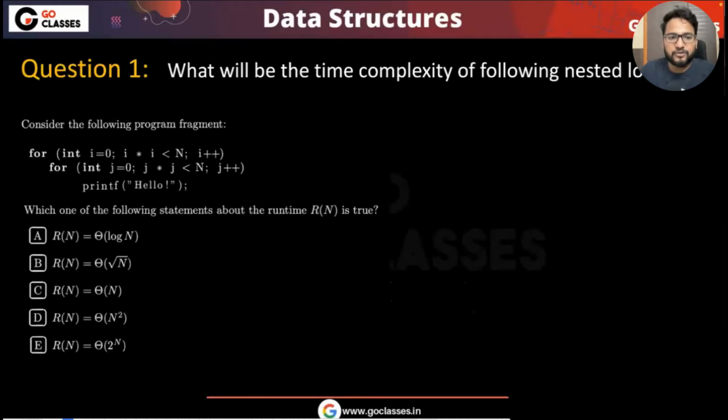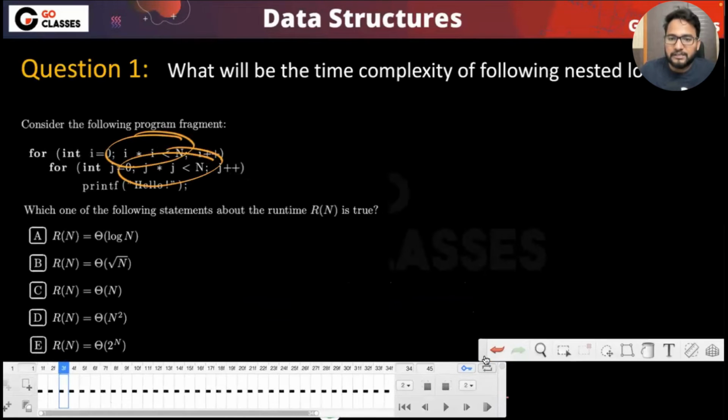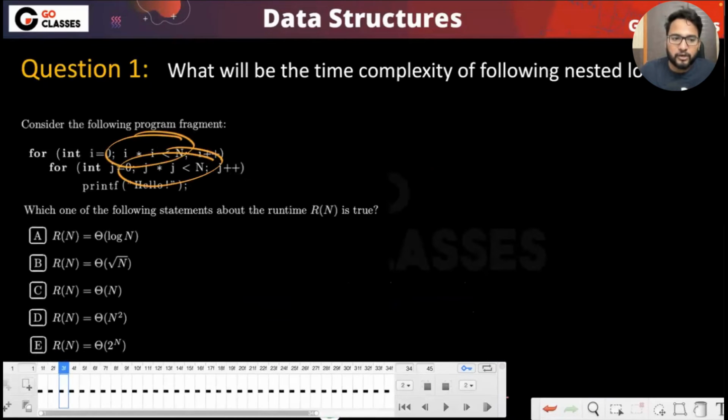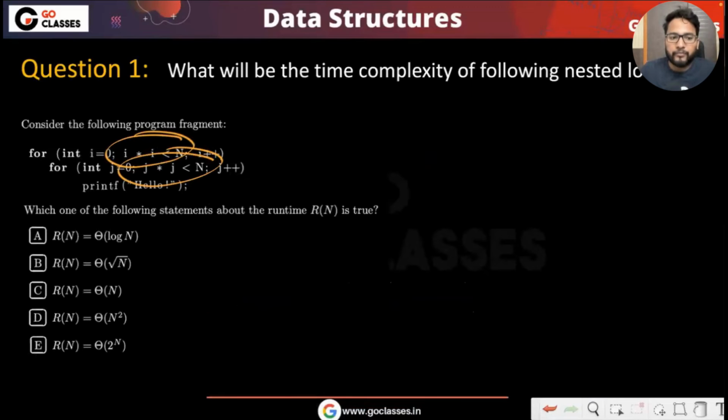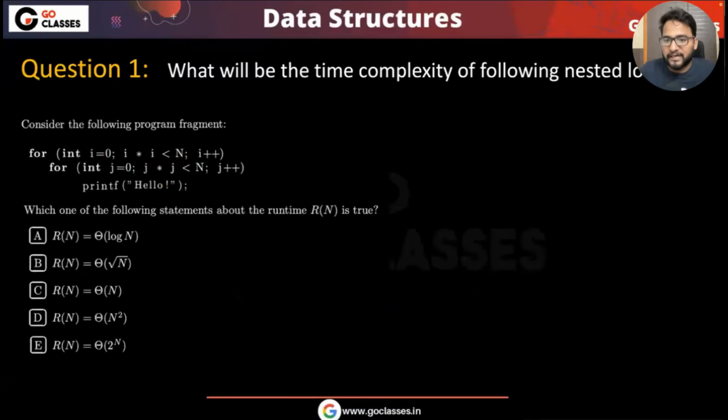So let's see this first question, which is quite an easy question. I hope every one of you was able to do it. Here i square is less than n and j square is less than n. These two loops are very much independent, in the sense that the first loop and the second loop don't have any relation. The first loop is of n, the second loop is also of n, and the inner loop is not using i. So how many times will this run?